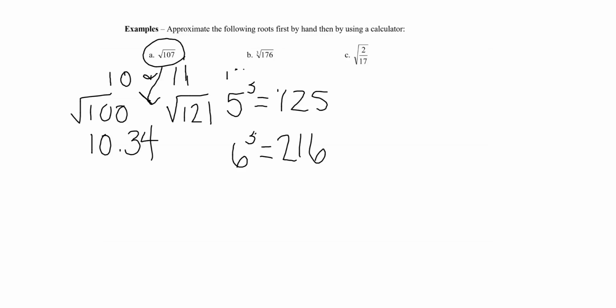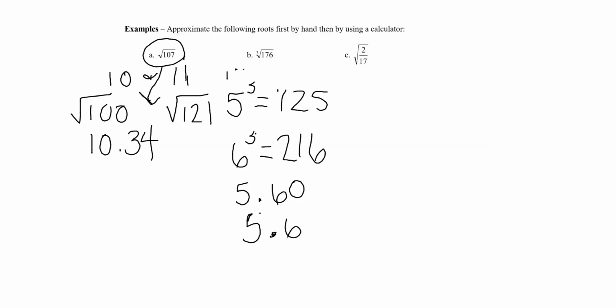176 falls between those 2 numbers. So my answer is going to be between 5 and 6. It's pretty close to the middle there, maybe a little bit closer to 216. So when I do the math on the calculator and find the cubed root of 176, my final answer, if I round it to the hundredth, is 5 and 60 hundredths, or, because I don't really need that 0, 5 and 6 tenths.